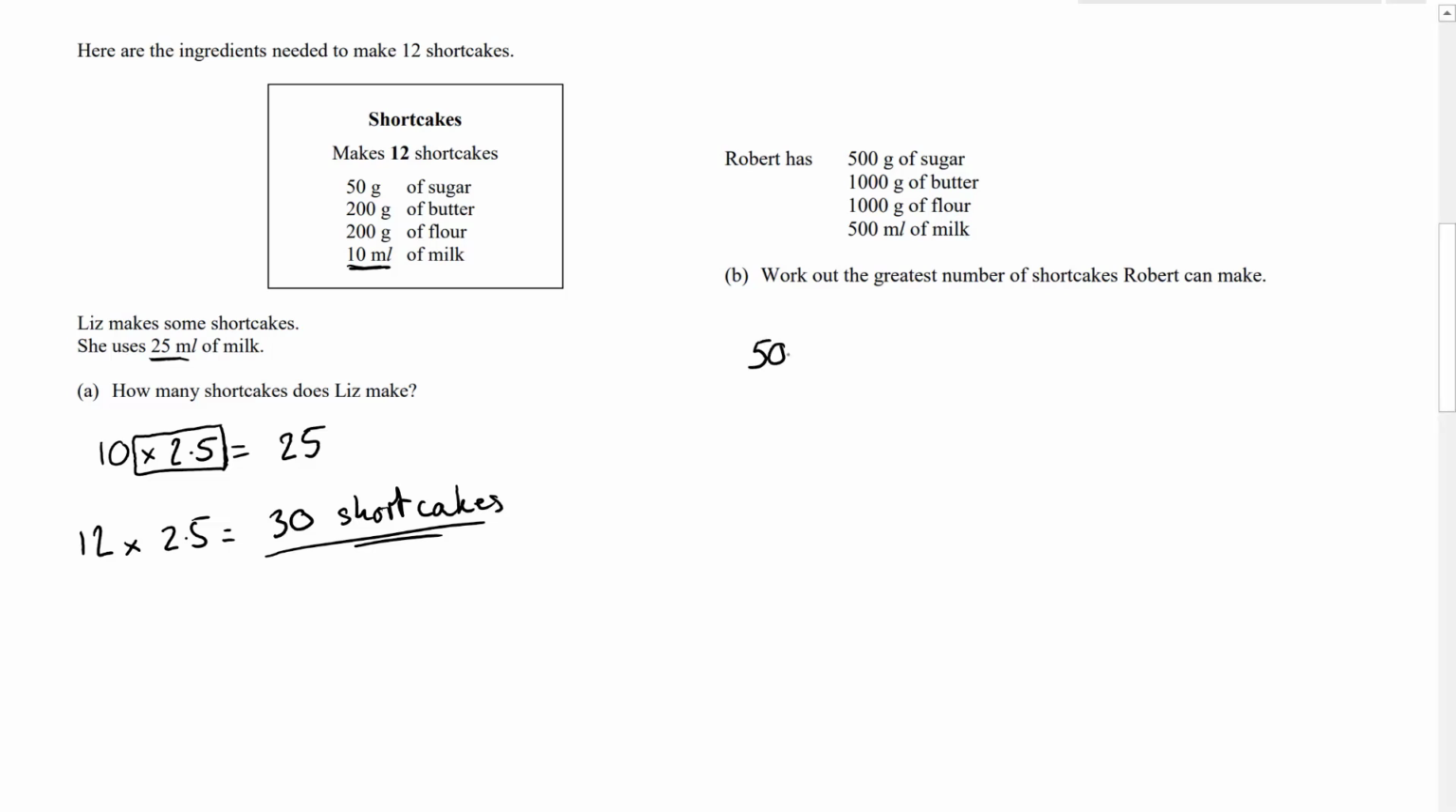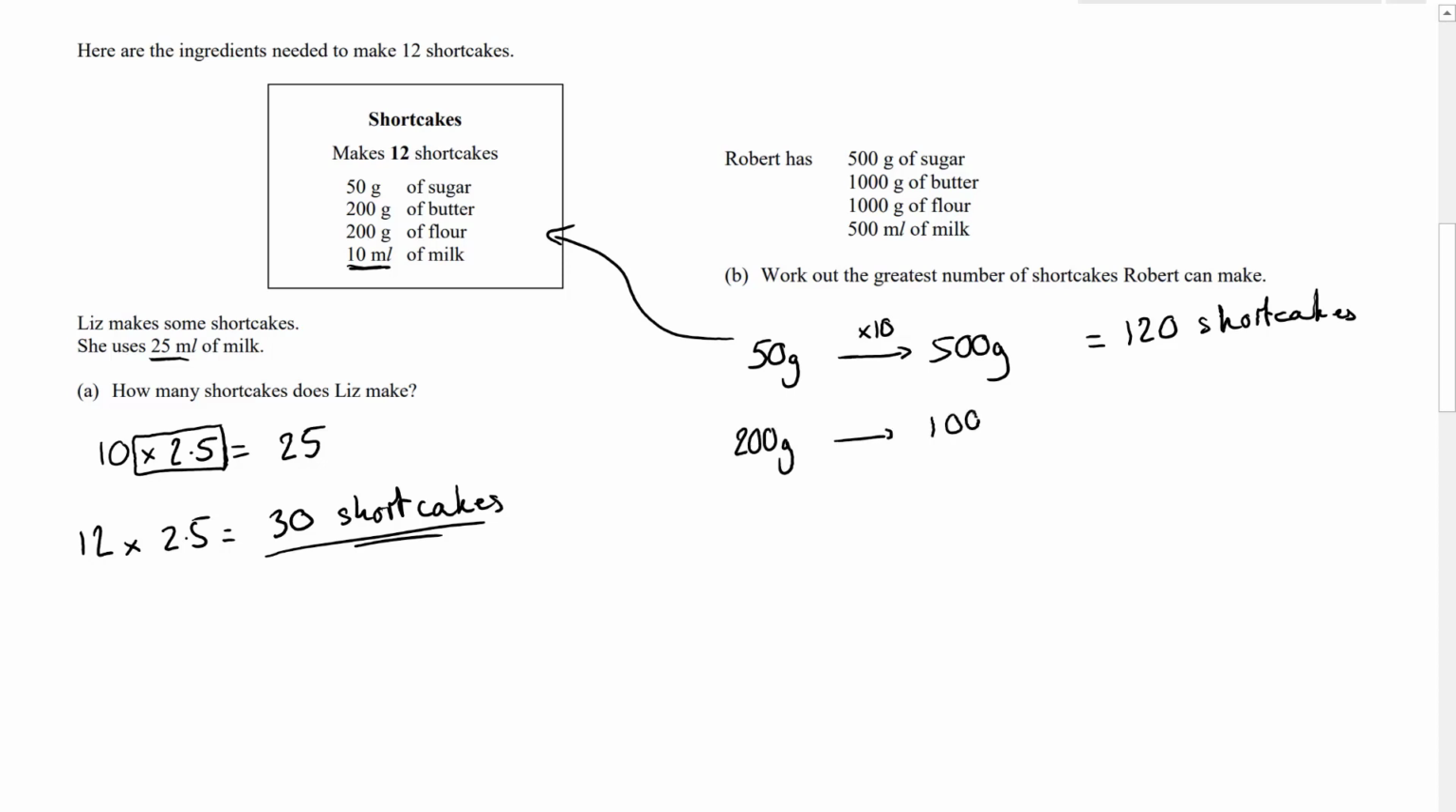So going from 50 grams on this recipe to the 500 grams means that we're timesing by 10. So if this was true, we'd have to times the 12 by 10, and so this should make 120 shortcakes. Okay, then let's check the 200. So the 200 grams is going to 1,000 grams of butter, and to get from 200 to 1,000, we're timesing by 5, and that would give you 60 shortcakes.